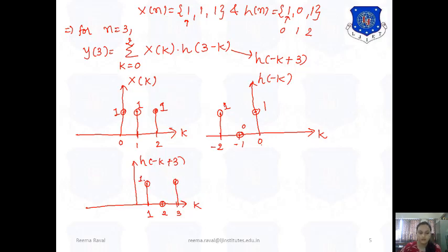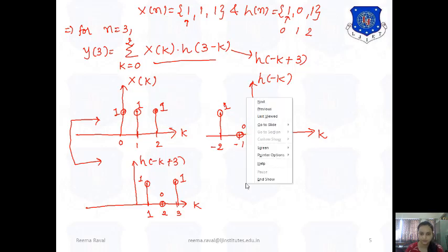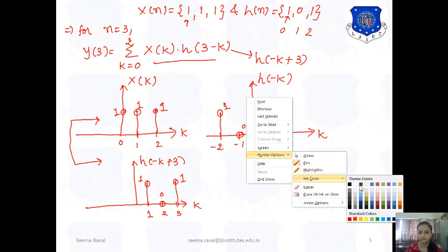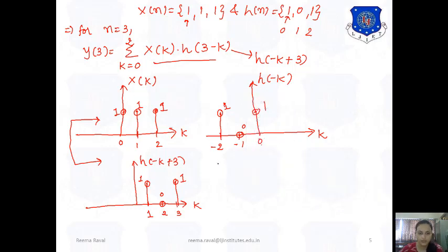Okay, so now we will multiply these two according to the formula to get y of 3. So now as you can see, for y of 3 over here at instant 0 the value is 1, but here at instant 0 there is no value, so we are not considering it.